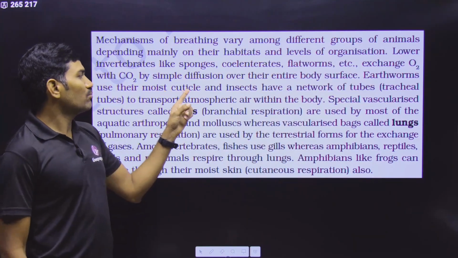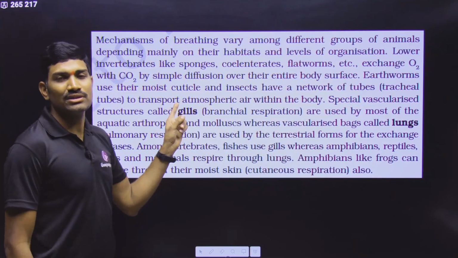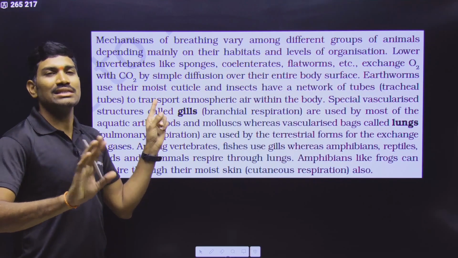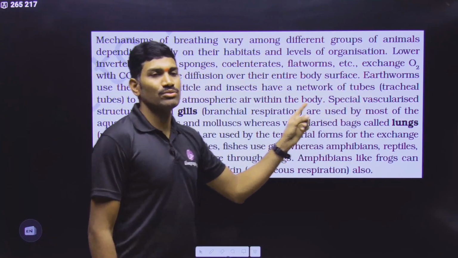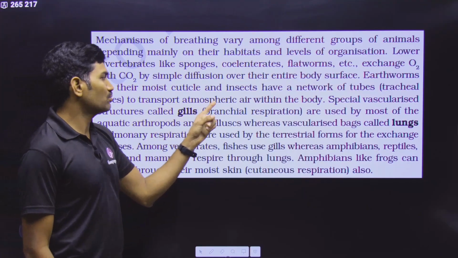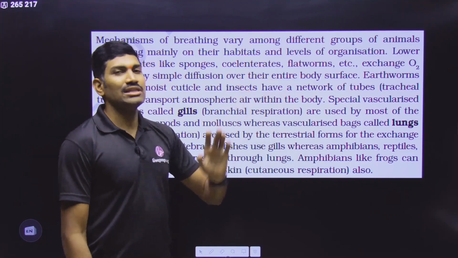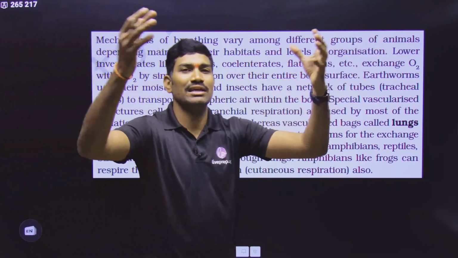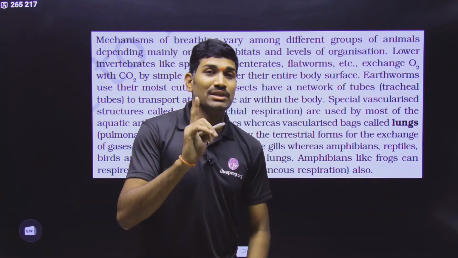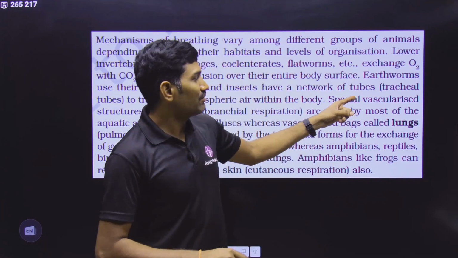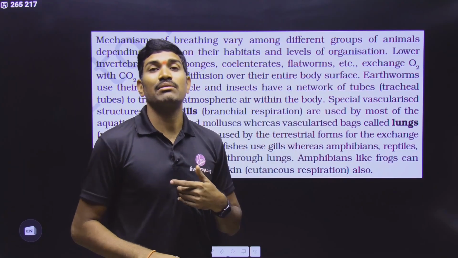Earthworms use their moist cuticle. So in the case of earthworm, across the moist cuticle, this exchange of gas is taking place. Insects have a network of tubes called tracheal tubes to transport the atmospheric air within the body. So they are taking the atmospheric air into the body and directly it is taken to the tissues. Please remember here, there is a small difference in the tracheal system and our pulmonary system.